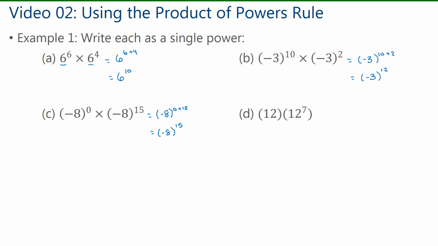Now for D, we have 12 with no exponent. When there's no exponent written there, you assume there's a 1. So you can put a 1 there, and then add together 1 plus 7, which is 8.